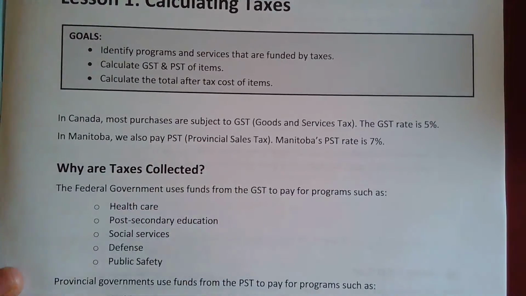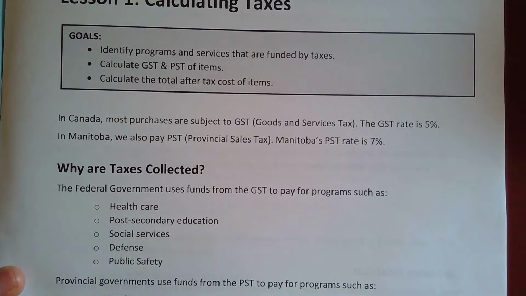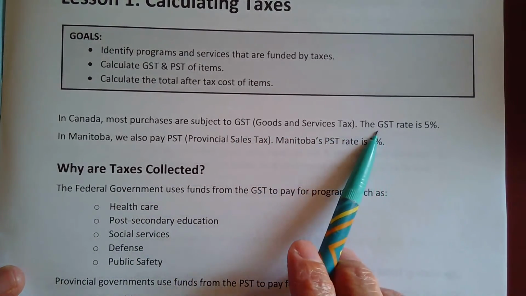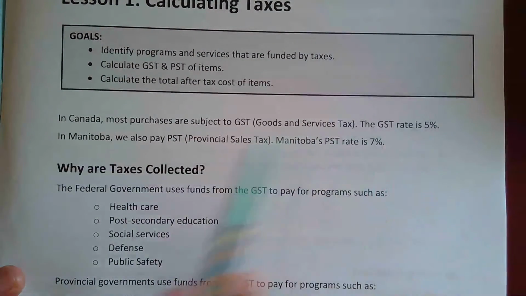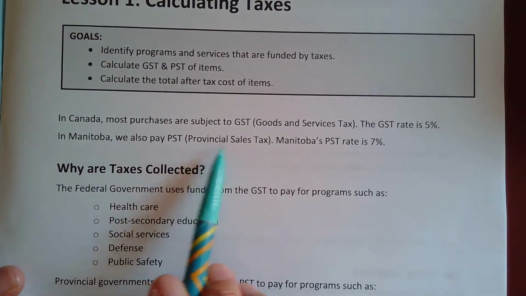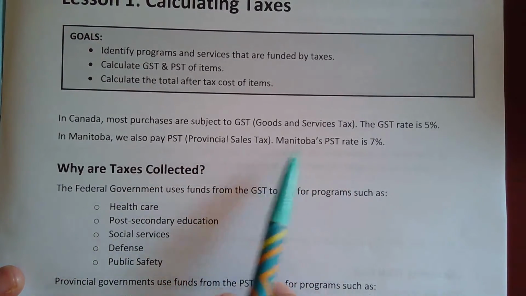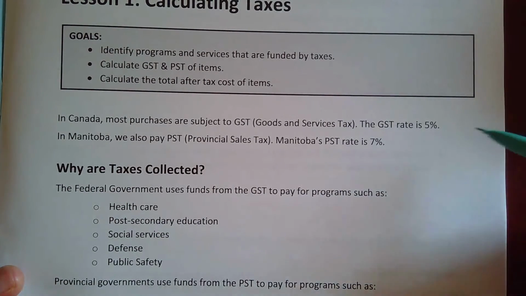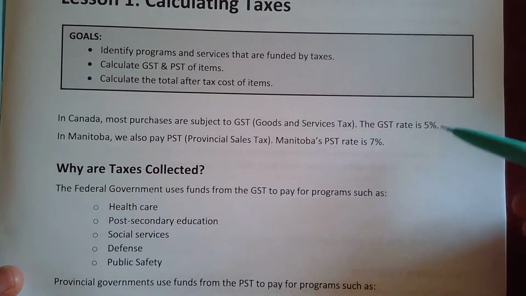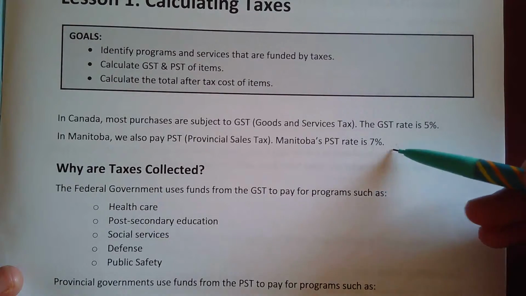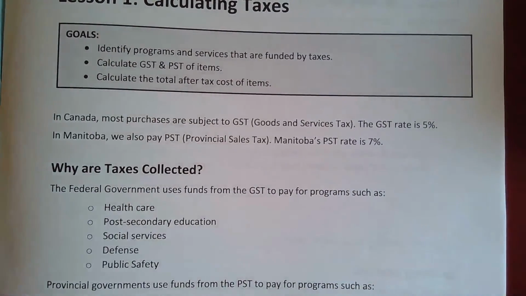So in Canada, most purchases are subject to GST. GST stands for Goods and Services Tax. The GST rate is 5%. In Manitoba, we will also pay PST, which stands for Provincial Sales Tax. Manitoba's PST rate is 7%. At this particular time, GST is 5% and PST is 7%. So for this lesson, we're going to use those 5% and 7% taxes.